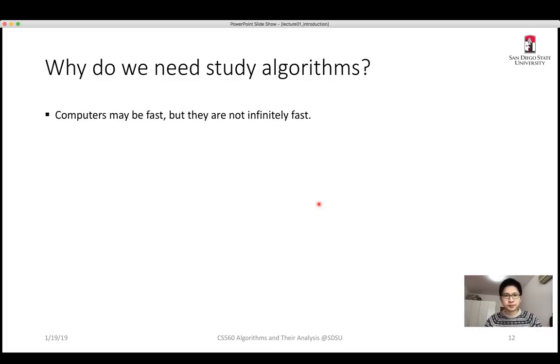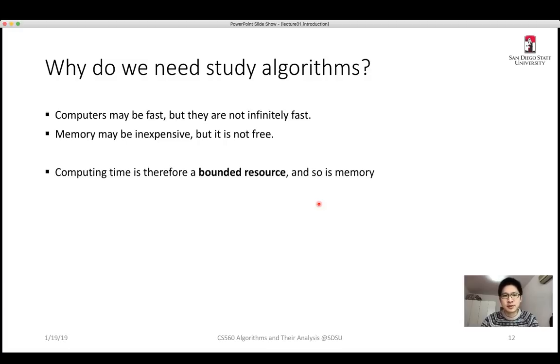The main consideration behind this is that although nowadays techniques in computer science develop very quickly, and it seems that the speed of the computer is no longer a bottleneck, we always need to remind ourselves that computers may be fast, but they are not infinitely fast. Our memory size is also quite limited. Memories are not free. So, in one sentence, computer time is a bounded resource, and so is memory. Because we have a limit on our resources, no matter whether it's time or memory, we always want to use them efficiently.